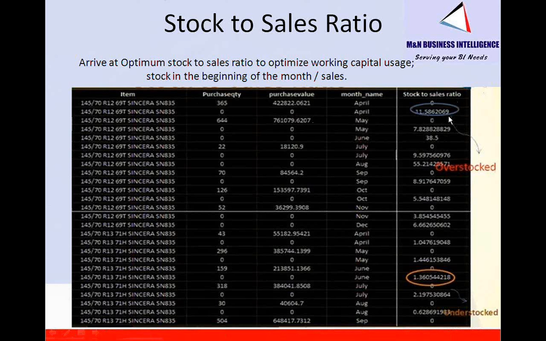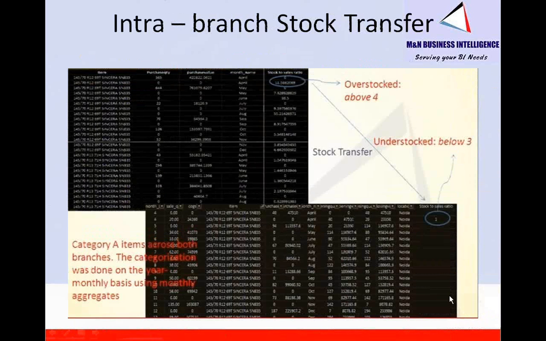So between 3 and 4 is the ideal stock for category A and B. So 11.58 means it's overstocked and 1.36 means it's understocked. So if you've got two different locations, and here you had 11.58 overstocked and 1 understocked, therefore you need to transfer the stock from one location to another.